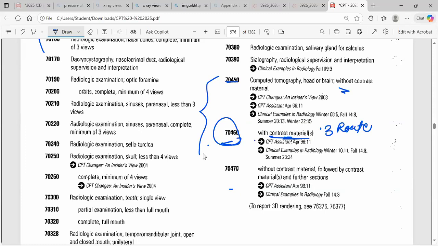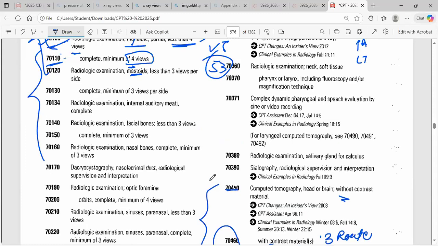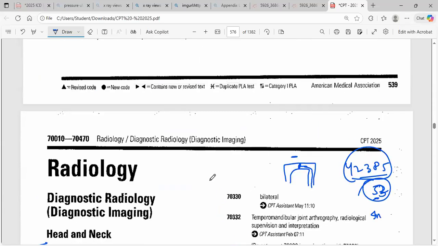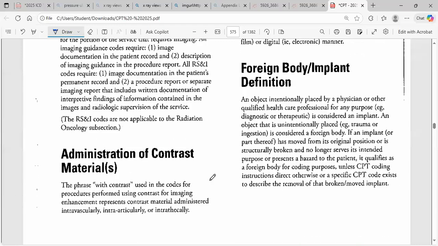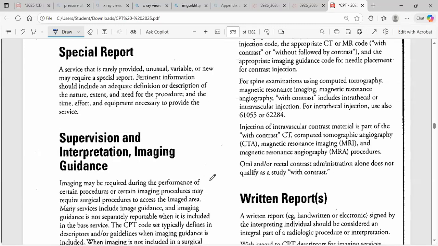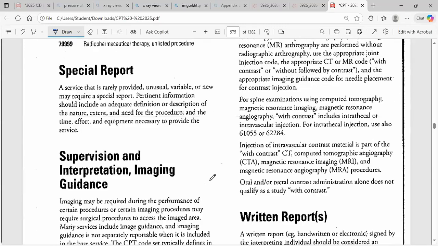This contrast topic is clear to everyone. Contrast point is clear to everyone that only we have to consider this as with contrast and without contrast. Yes, ma'am. Perfect. We have this guideline in the book also.